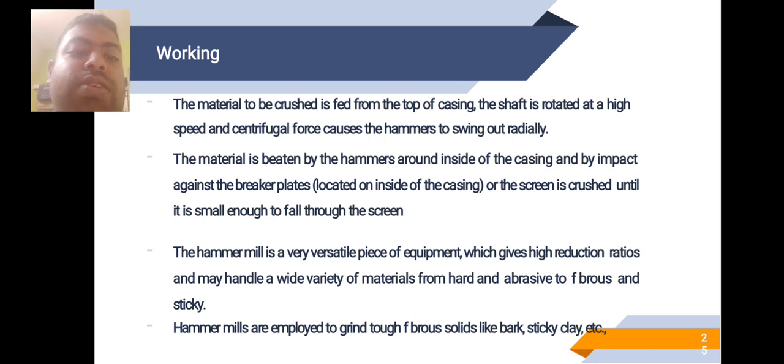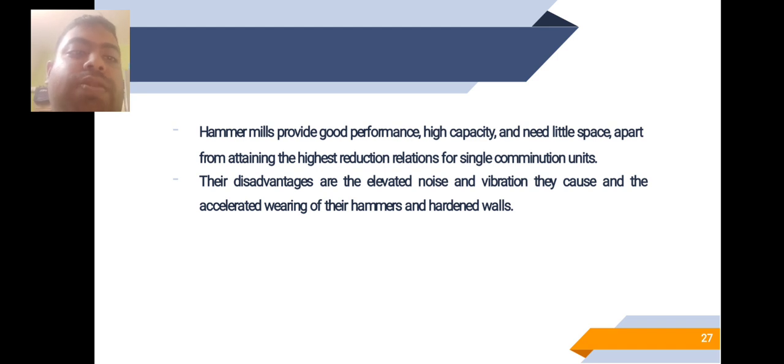The hammer mill is a very versatile piece of equipment which gives high reduction ratios and may handle a wide variety of materials from hard and abrasive to fibrous and sticky. Hammer mills are employed to grind tough fibrous solids like bark, sticky clay, etc. Hammer mills provide good performance, high capacity, and need little space, apart from attaining the highest reduction ratios for single units.